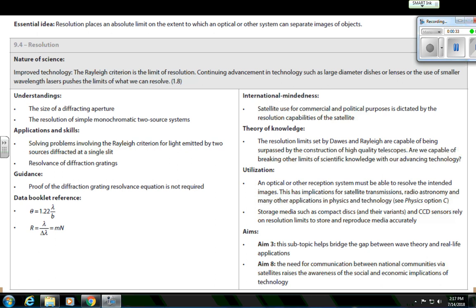The Rayleigh criterion is the limit of resolution. Continuing advancement in technology, such as large diameter dishes or lenses, or the use of smaller wavelength lasers, pushes the limits of what we can resolve.